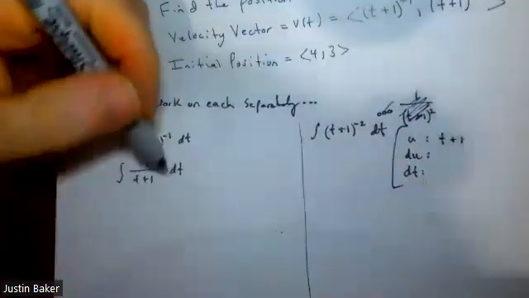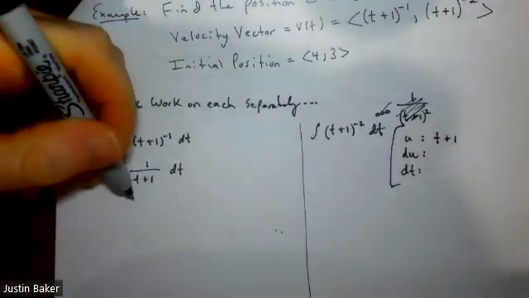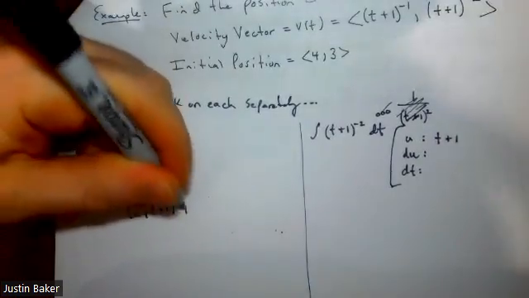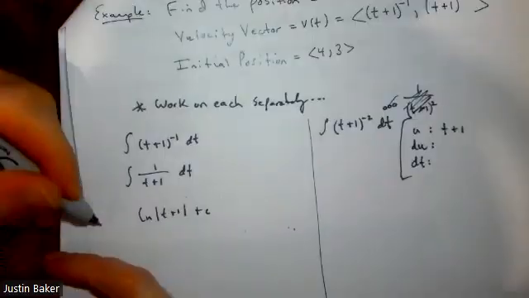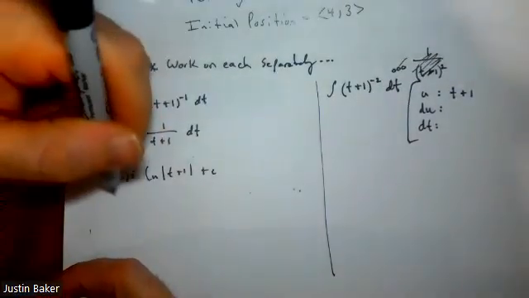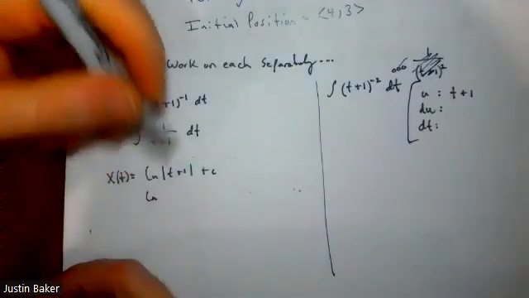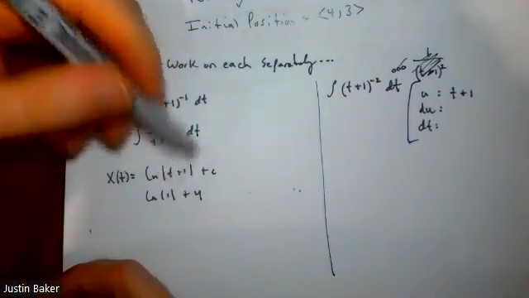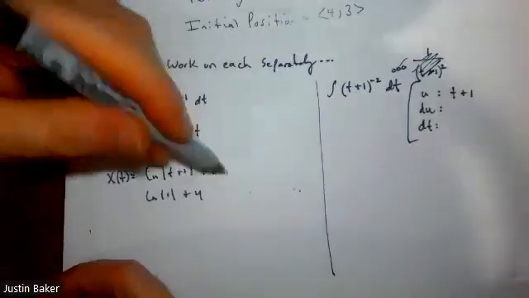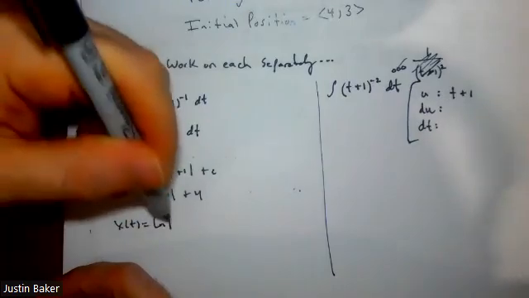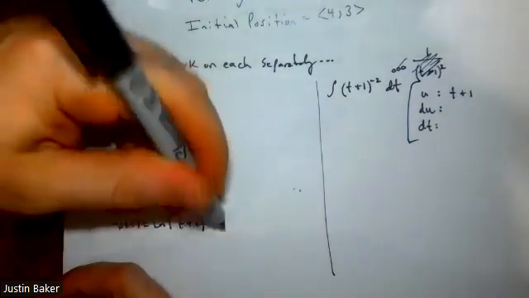Okay, so if we integrate this left side, that should have given us natural log, absolute value, t plus 1, plus c. And that's really x of t, right? That's your position. We already said that the point was going to be 0, 4. So that's natural log of 1 plus c equals 4, which tells us that c is going to be 4. So your position function is going to be natural log of t plus 1, plus 4.